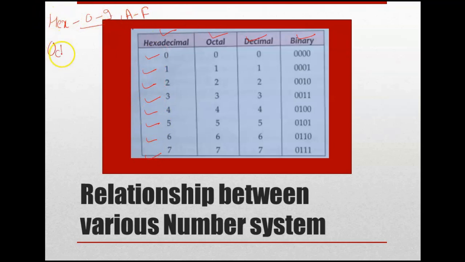Next to that, if you move on to the octal number, this is also 0 to 7, so in octal also it is coming. So this is perfect. Then if you remember the decimal number system, in decimal also we are using 0 to 9. So 0 to 7 is already there. Here also we have 0 to 7.